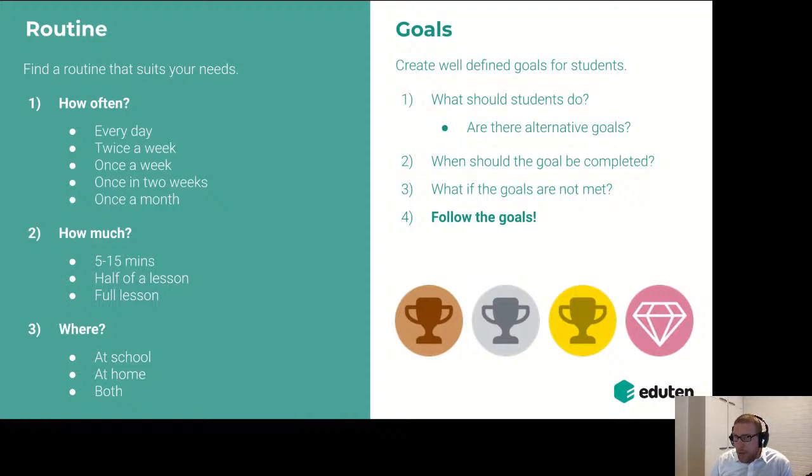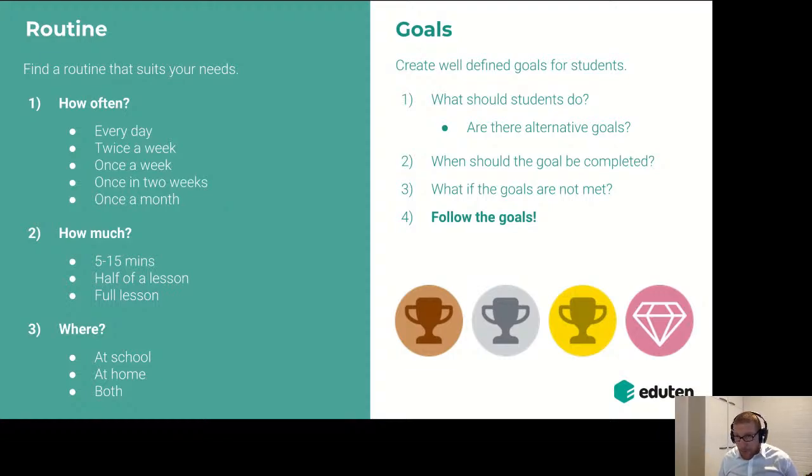Key things with the goals is that we need to follow them. And especially important is the fact that if the goals are not met, what should we do? We have a lot of homework, and if students don't do the homework, we probably have already a practice in place what to do. The same should apply here.